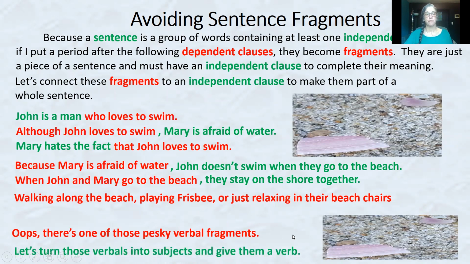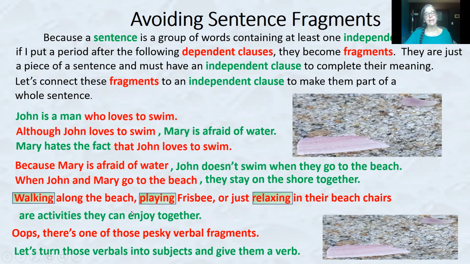So let's turn those verbals into subjects and give them a verb. So walking, playing, and relaxing, we're going to turn those into nouns. And there's my verb, are: activities they can enjoy together. Are is my verb. Look at my subjects, walking, playing, relaxing. These are the things. Now, did you notice they can enjoy together? Looks like an independent clause, doesn't it?